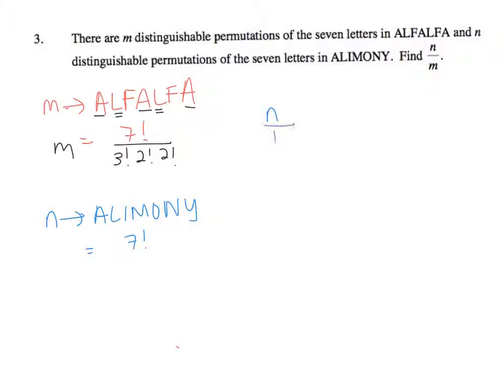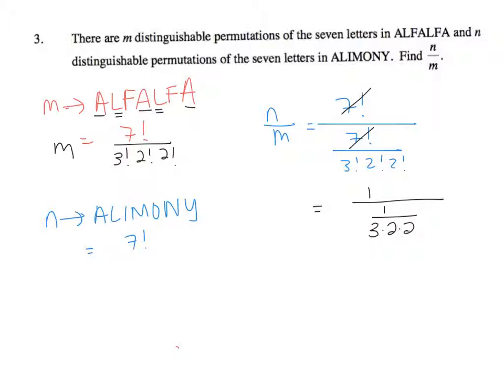Now I'm finding n over m. So n is 7 factorial. M is 7 factorial over 3 factorial, 2 factorial, 2 factorial. Okay, so those 7 factorials are going to cancel out. So I have 1 over 3 times 2 times 2 times 2. So 3 factorial is 3 times 2 times 1. 2 factorial is 2 times 1.